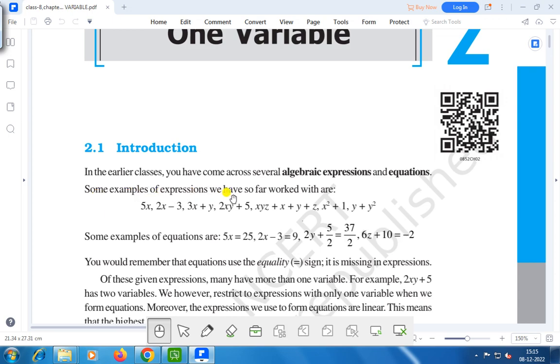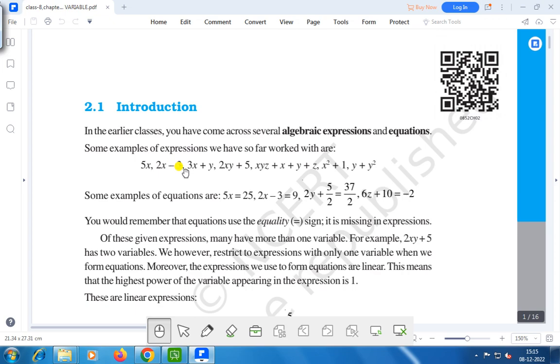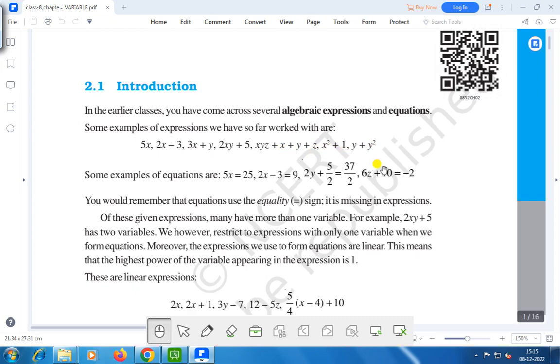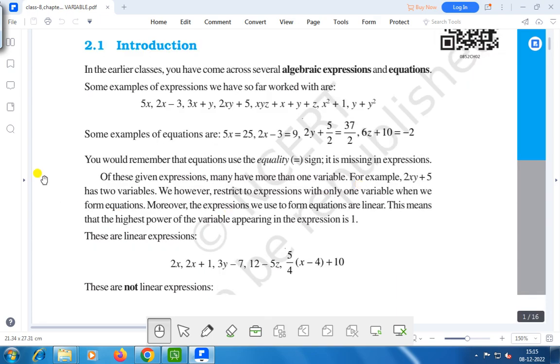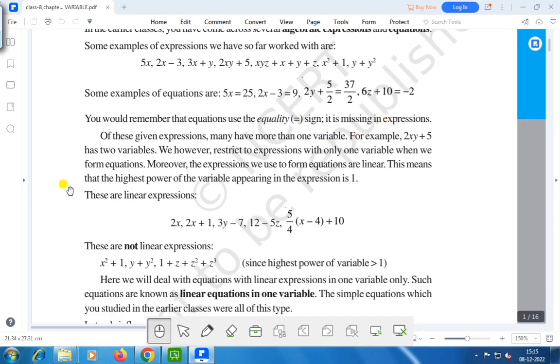Some examples of expressions we have so far worked with are 5x, 2x minus 3, 3x plus y, 2xy plus 5, xyz plus x plus y plus z, x square plus 1, y plus y square. Some examples of equations are 5x is equal to 25, 2x minus 3 is equal to 3, 2y plus 5 by 2 is equal to 37 by 2, 6z plus 10 is equal to minus 2. You would remember that equations use the equality sign. It is missing in expressions.